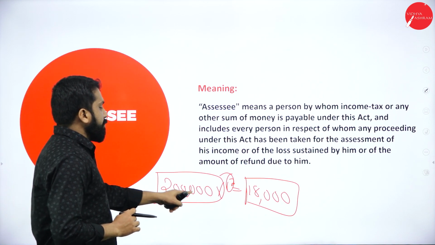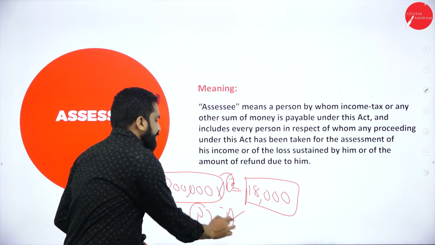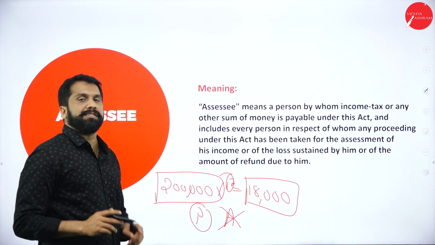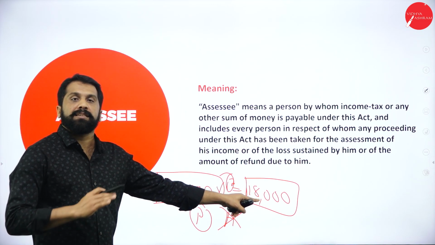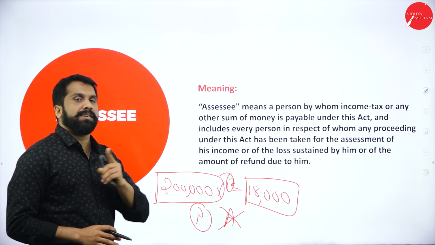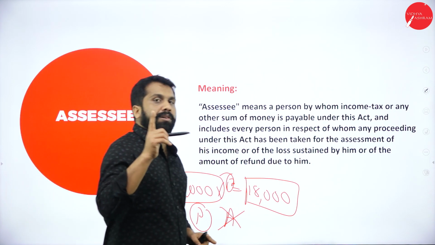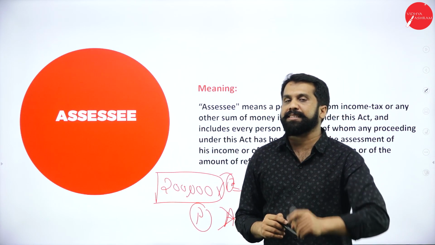Now, I will be called a person. I am not an assessee. Clear? The difference is very simple. Am I paying tax? The answer is no. So you are not an assessee. You are only a person. You are not called an assessee because you are not paying tax.